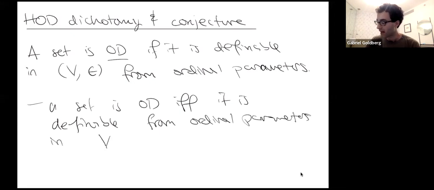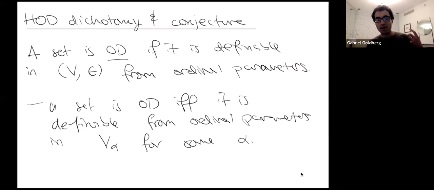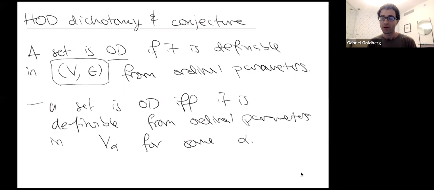In V alpha for some alpha. So definability over this structure V with membership is not a first order property. You can't write down a formula that will hold of exactly the sets that are definable in V. So definability is undefinable. It's a bit like the undefinability of truth. But sort of paradoxically, this stronger concept of definability that allows all ordinal parameters is definable.